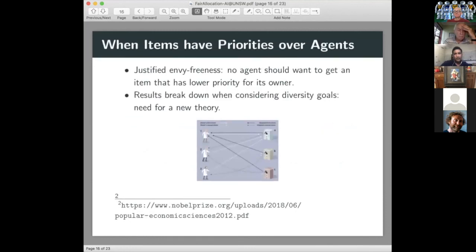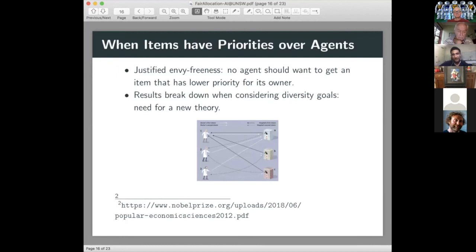All of these results that I've mentioned till now refer to problems where there are no priorities of items over agents. It's just about allocating items to agents. You can also have settings where items in fact have priorities over agents. This is indeed the case when, let's say, school seats are being allocated to students, and schools may have merit-based priorities over which students they want to select. In that case, there are some well-established concepts such as justified envy-freeness, which is a suitable adaptation of envy-freeness for this setting with priorities.